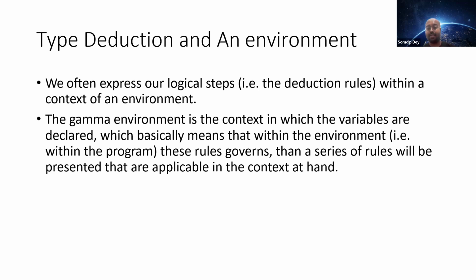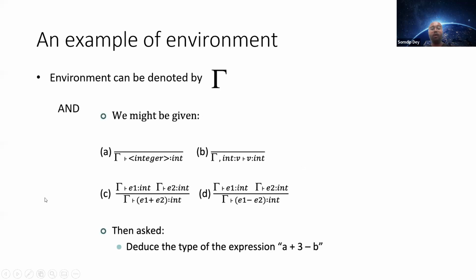So the gamma environment is the context in which the variables are declared, which basically means that within the environment, that is within the program, these rules govern, then a series of rules will be presented that are applicable in the context at hand. Now, what does this mean? So the environment, or the computing program, is represented using this gamma symbol.